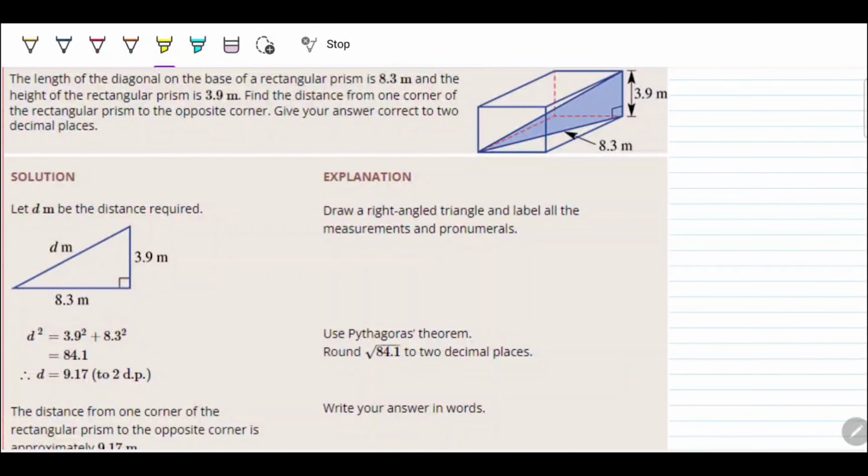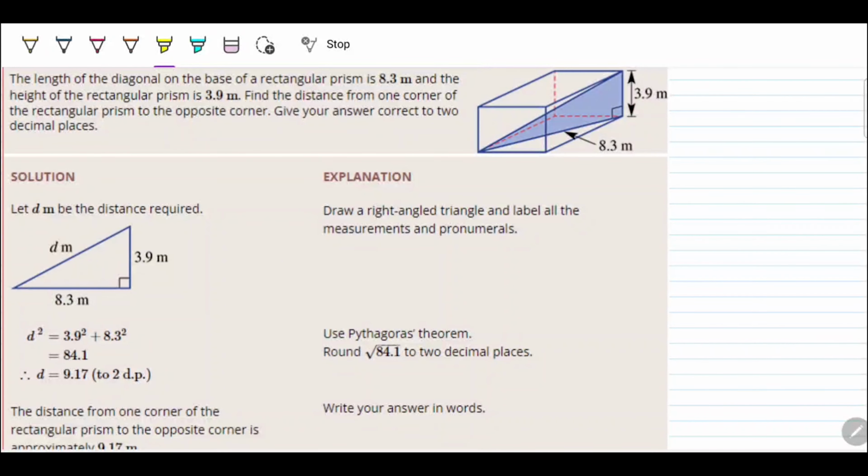So the length of the diagonal on the base of a rectangular prism is 8.3 meters, and the height of the rectangular prism is 3.9 meters. Find the distance from one corner of the rectangular prism to the opposite corner. Give your answer correct to 2 decimal places.